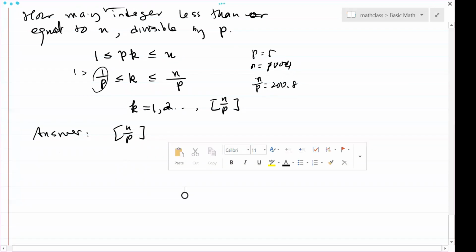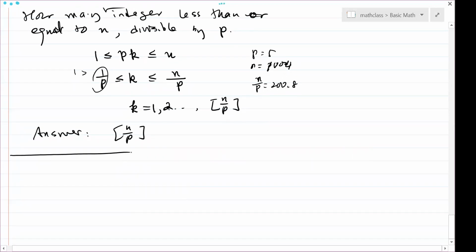Sometimes from a special example, you can summarize it and get the general formula.